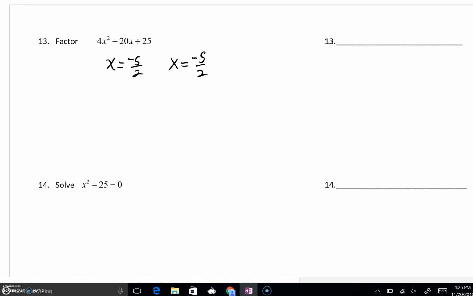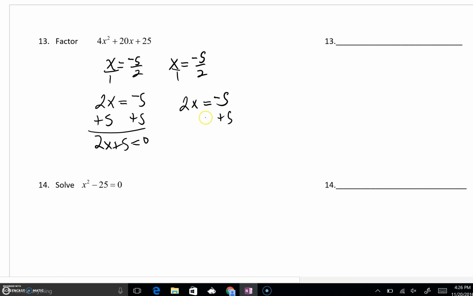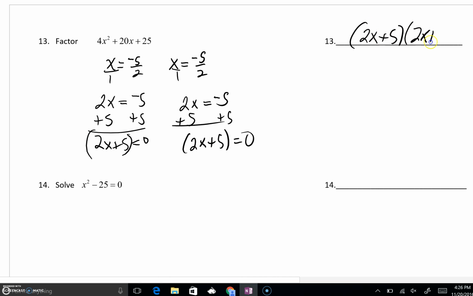And definitely what you can see is it's the same exact answers because we crossed at that one location. Cross multiply, you'll get 2x equals -5. Cross multiply here, you'll get 2x equals -5. Add a 5 to both sides, you'd get 2x plus 5 equals 0. Do the same thing right here, and you'll get the exact same expression. When your curve crosses at just one location, you're going to get the same factors showing up. Identical parentheses, in other words.